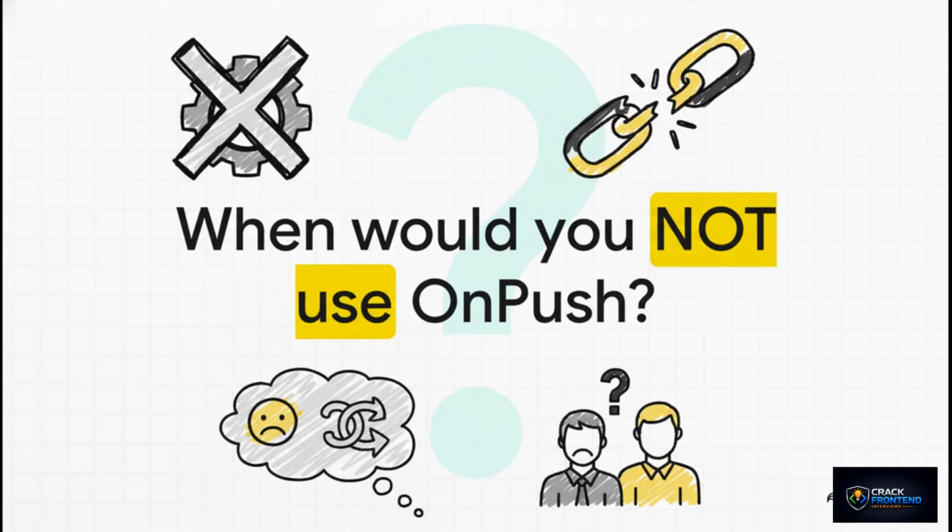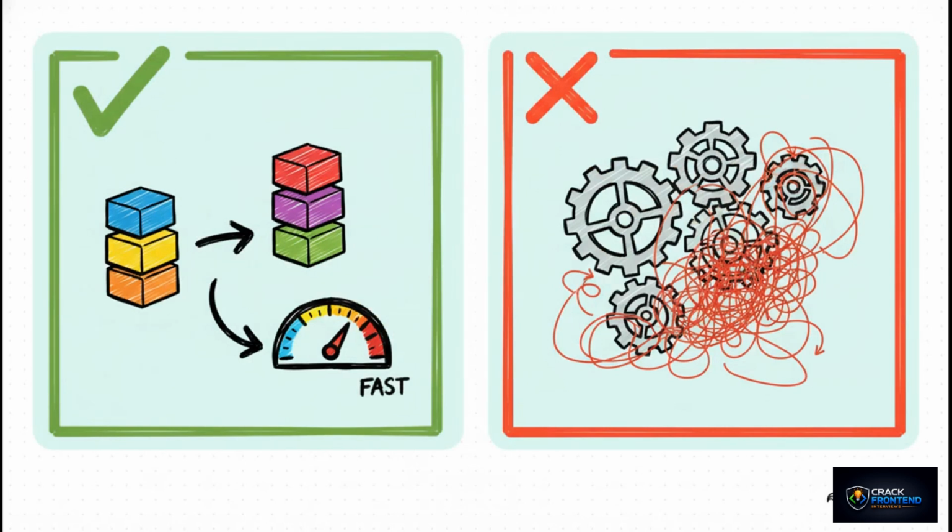I love this question. It's a fantastic follow-up. It's one thing to know what a tool is for, but a true expert knows its limitations. It shows you've been in the trenches. So, when is OnPush actually a bad idea? You definitely want to reach for OnPush when performance is critical and, this is key, you're working with immutable data. That just means you're creating new objects instead of changing existing ones.